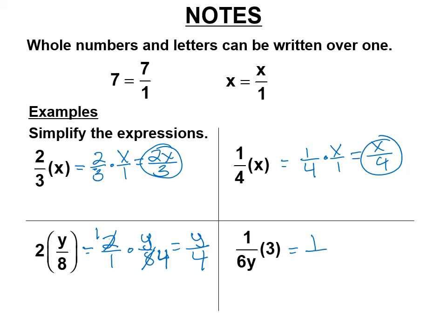This is 1 over 6y times 3. The 3 cancels with the 6 becomes a 2. We have 1 times 1 on the top, 2 times y times 1 on the bottom. The answer is 1 over 2y.